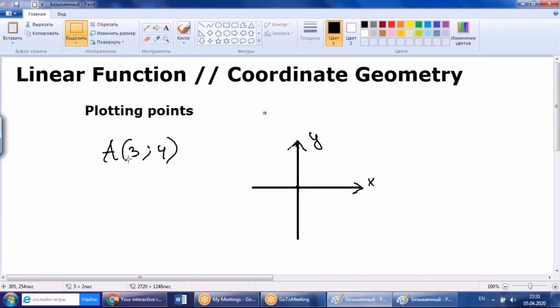First, I put the point 3 on the x-axis. Then I put the point 4 on the y-axis. So here, this is our point A with the coordinates 3 and 4.